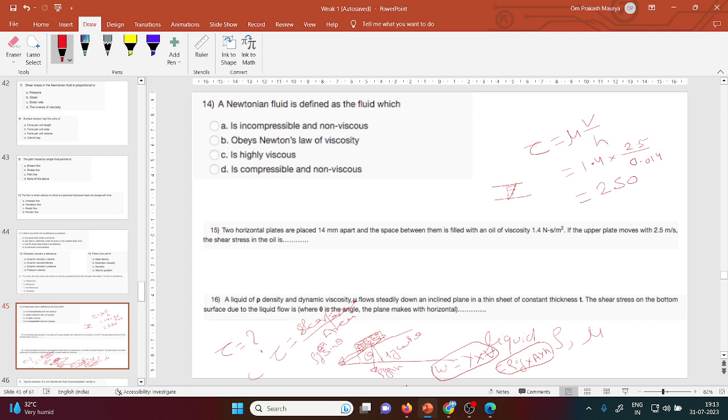So the shear force, now I am writing here, is rho g A h sin theta, and the area is A, so this is cancelled out. So rho g h sin theta is the correct answer.